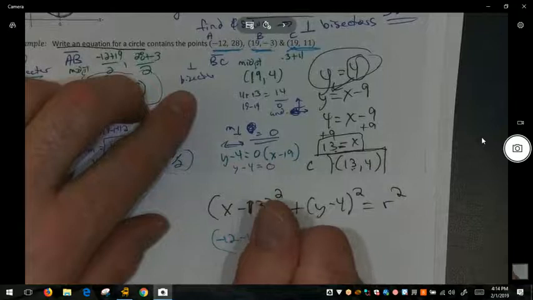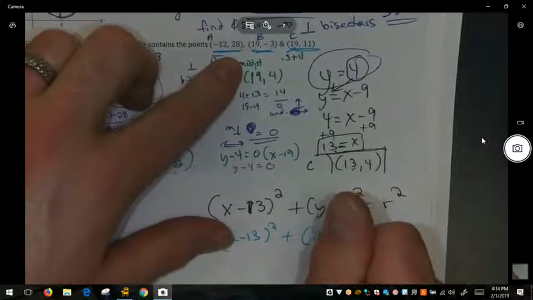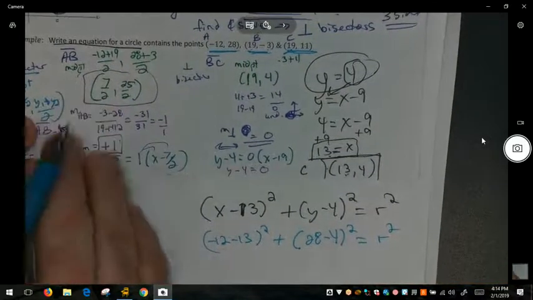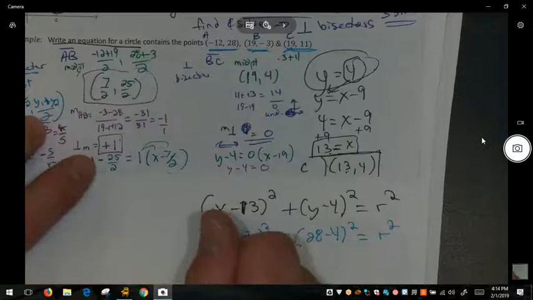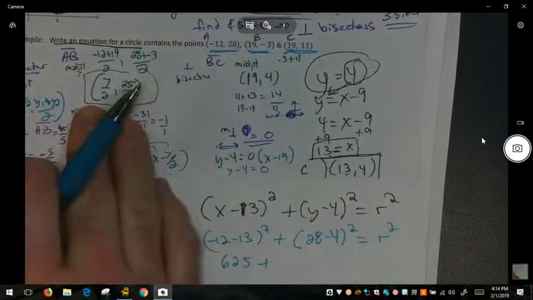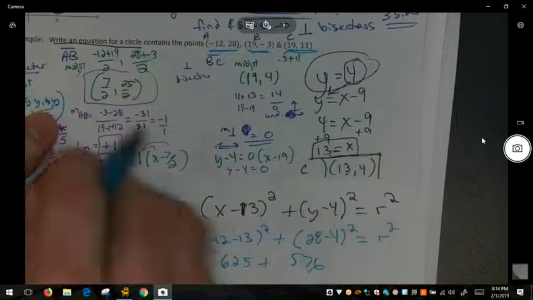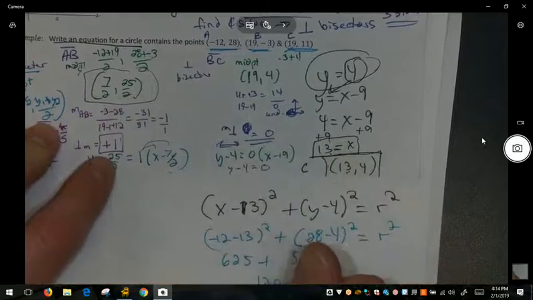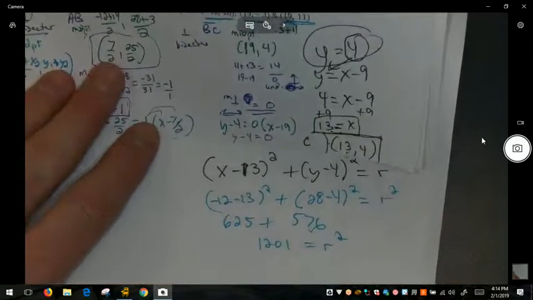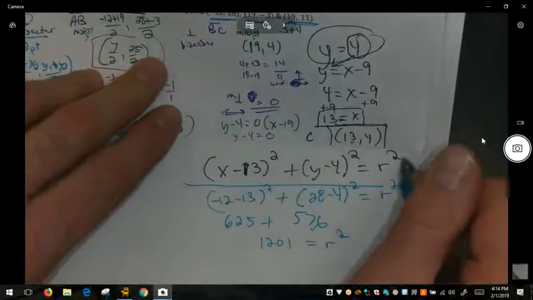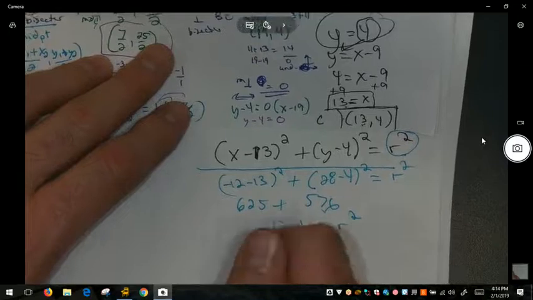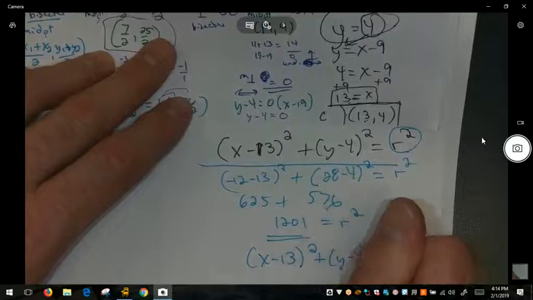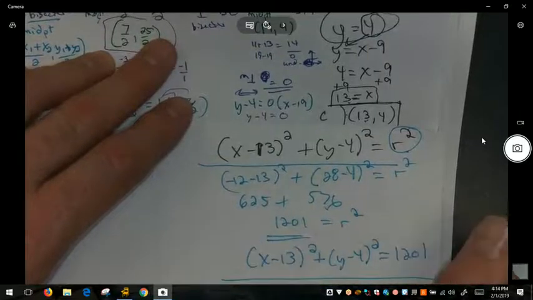Negative 12 minus 13 squared plus 28 minus 4 squared equals r squared. Well, that's going to be 25, which squared is 625. That's going to be 24, which squared is 576. And 576 plus 625 is 1201 for the square of the radius. This means that our equation is all of this, except in place of r squared, I have the 1201. So I have x minus 13 quantity squared plus y minus 4 quantity squared equals 1201.